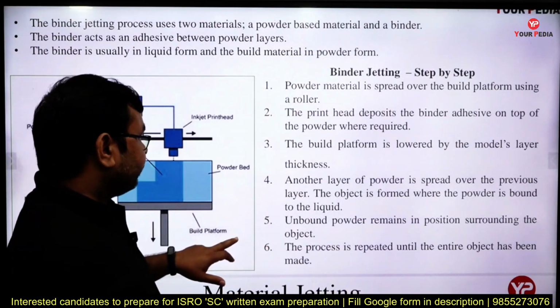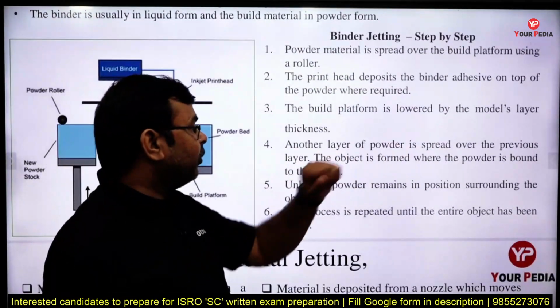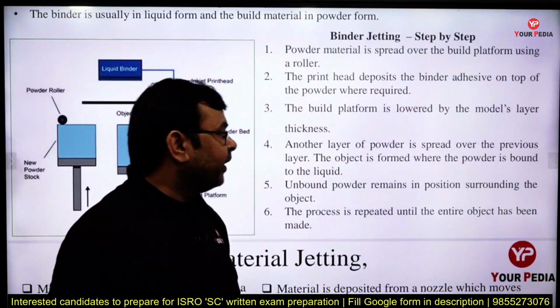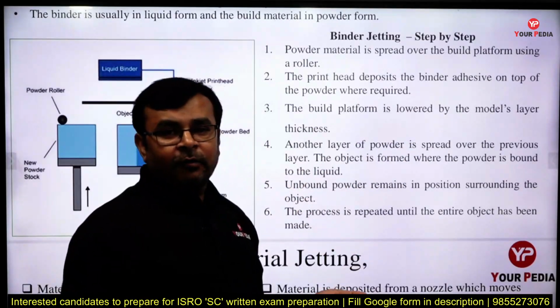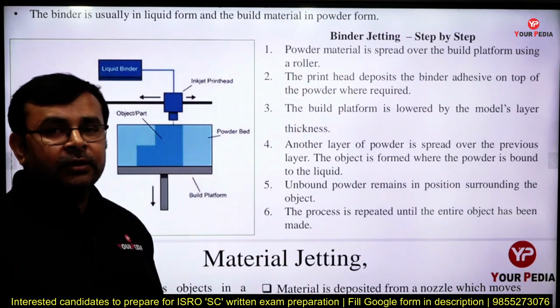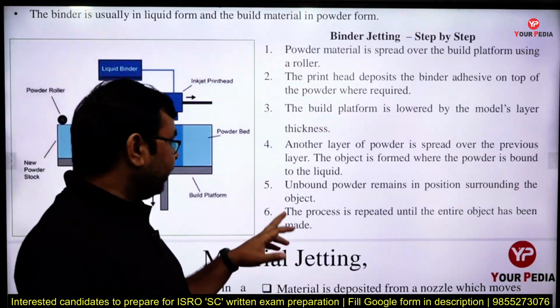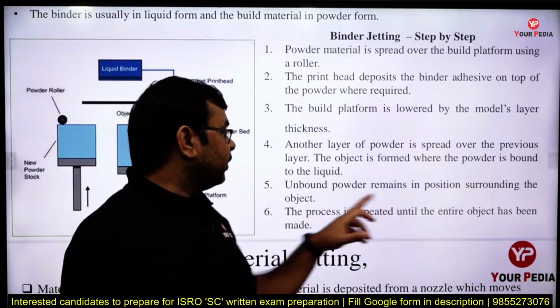Another layer of powder is spread over the previous layer, and the object is formed where the powder is bound to the liquid, obviously, and the remaining powder is in loose form and we can remove it, correct. Unbound powder remains in position surrounding the object.